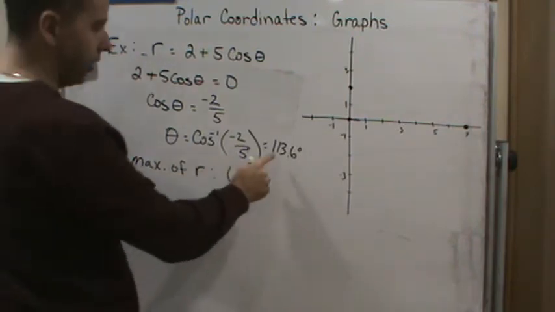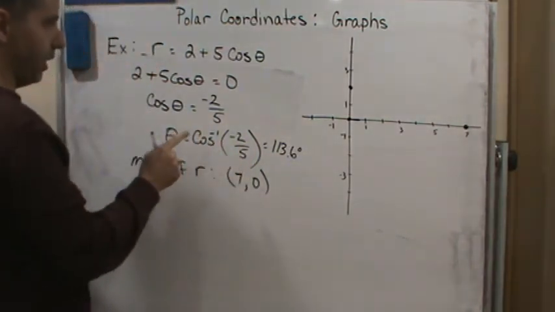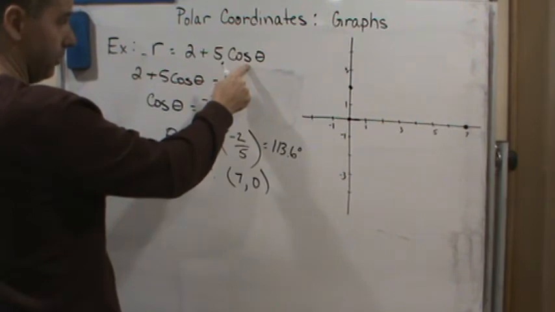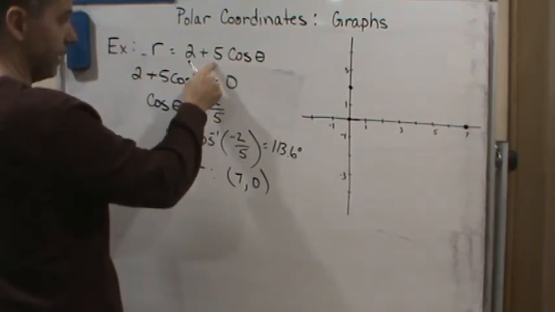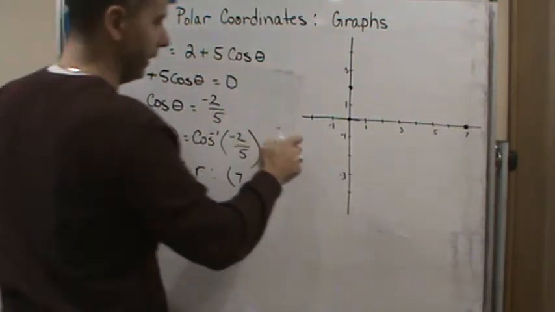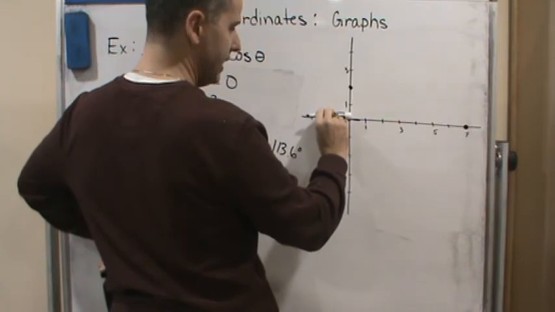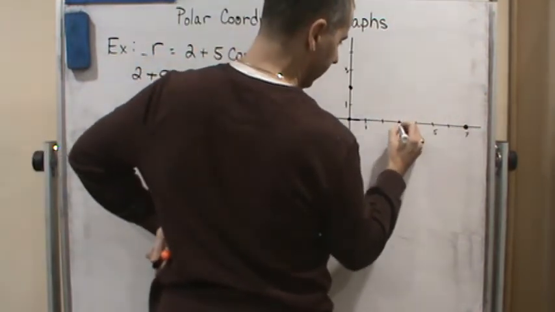Now, at 113, it's going to be at 0. So where's it going to be at pi? When this is pi, this is going to be negative. So at pi, this is going to be negative 1, which means negative 5, so it means this is going to be negative 3. So it's at 180 degrees, right? At 180 degrees, it's going to be negative 3. Boom. So it's going to cross here.